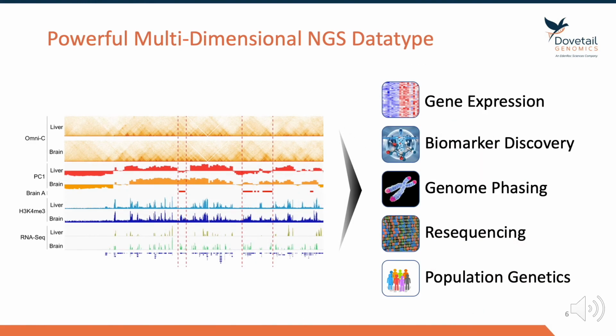So just to summarize, in a single library prep, you'll be able to capture the epigenetic and 3D genome architecture signal while still preserving all of the applications and capabilities of shotgun data that you would normally use for whole genome sequencing studies.